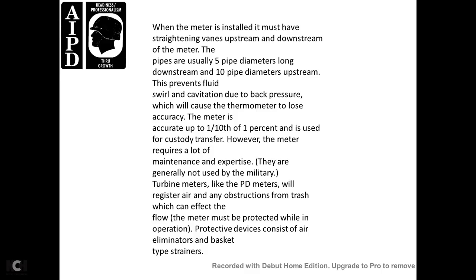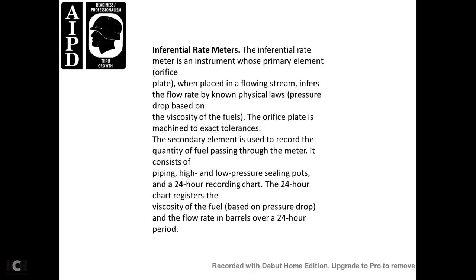That prevents fluid swirl and cavitation due to back pressure, which would cause the turbine to lose the accuracy of the meter, which is accurate to within 1/10 of 1%. It is usually used for custody transfer. However, the meter requires maintenance expertise. They are generally not used by the military. Turbine meters, like positive displacement meters, will register any air or trash which can affect the flow. The meter must be protected during operation. Protective devices consist of air eliminators and basket type strainers.